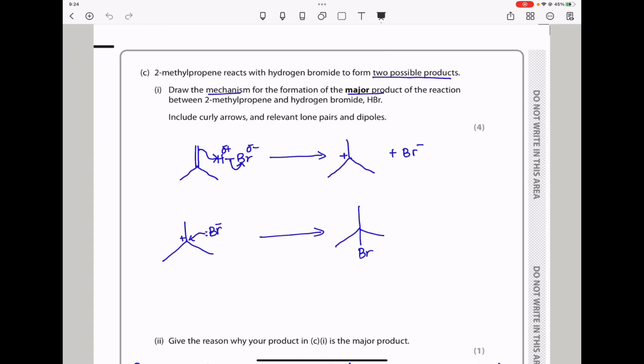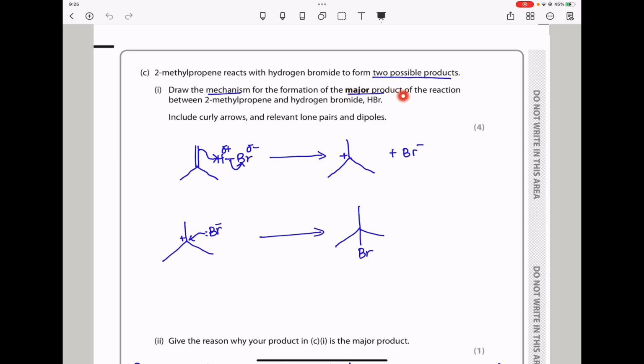Moving on. In part C, 2-methylpropene reacts with hydrogen bromide to form 2 possible products. They say, draw the mechanism for the formation of the major product of the reaction between 2-methylpropene and hydrogen bromide. They wanted us to include curly arrows and relevant lone pairs and dipoles. So I drew the structure like this, and then since this is the carbon-carbon double bond, it's going to be closer to the HBr. We know this is going to be partially positive and that is partially negative due to the electronegativity difference, so this bond is polar. The double bond breaks donating electrons to the partially positive hydrogen, and this bond breaks heterolytically to form the bromide.